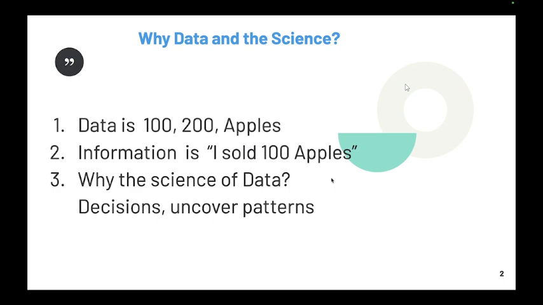So now, for example, if we process our data into information, it gets a bit of meaning. We can get insights from there. For example, I said, I sold 100 apples. That's processed information. We can understand what it means. So when we connect data and science, we are able to make decisions and at the same time uncover unseen patterns. So that's the link between data and science.